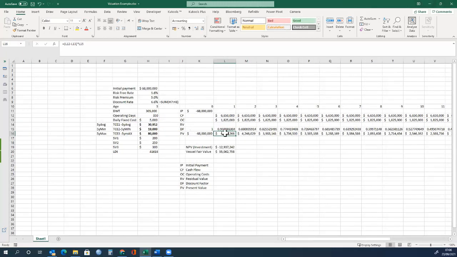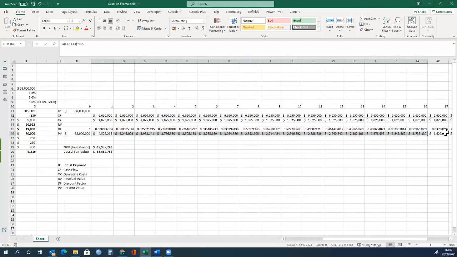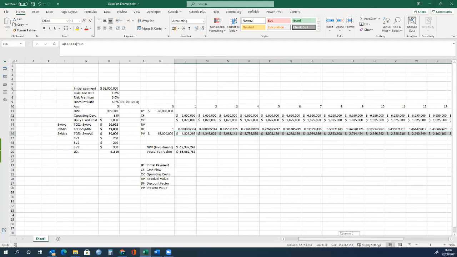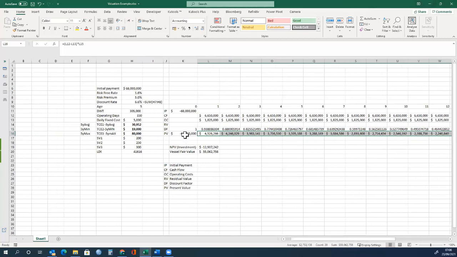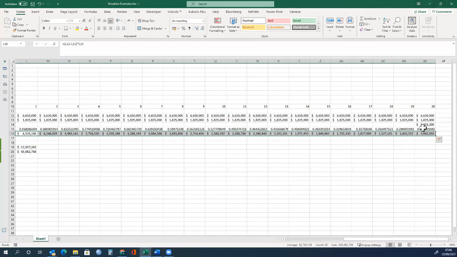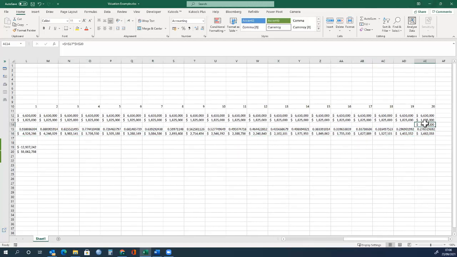If we sum up all these values, we get the fair value because this is the current value of the ship. And if we add the initial payment to it, we get the NPV. On the last year, we calculate the residual value as well, because the investor will cash in on the scrap value of the ship in addition to the earnings.